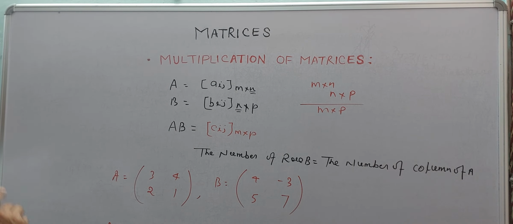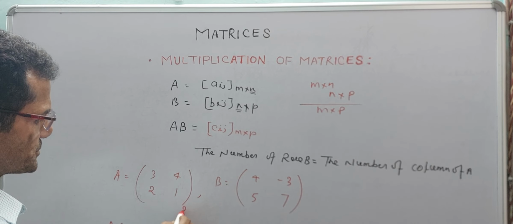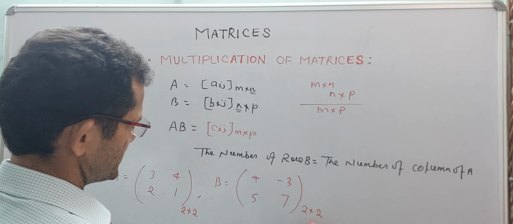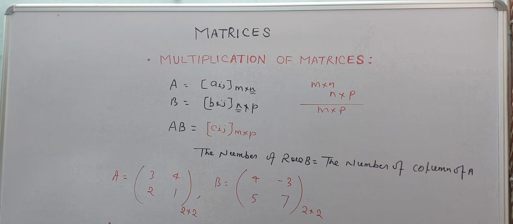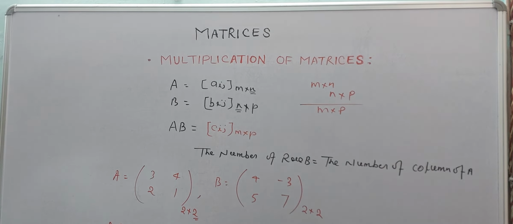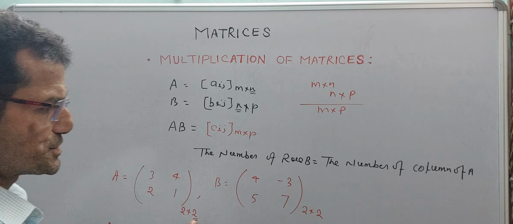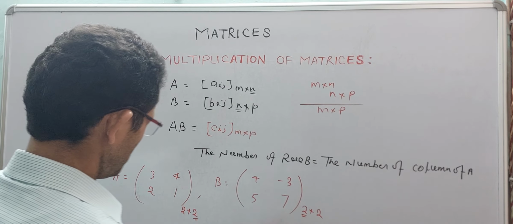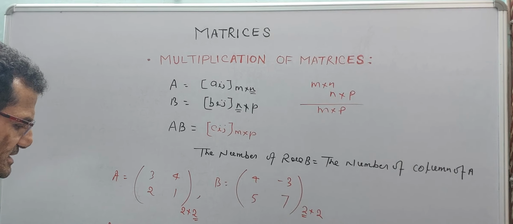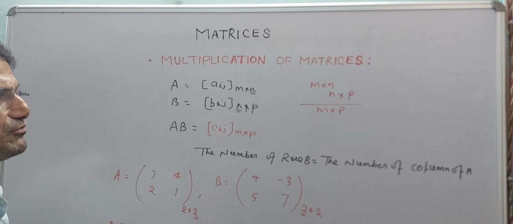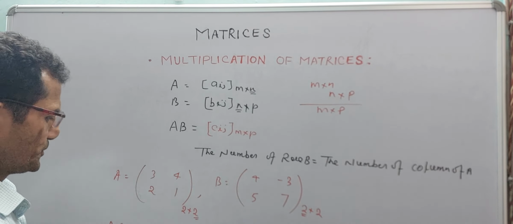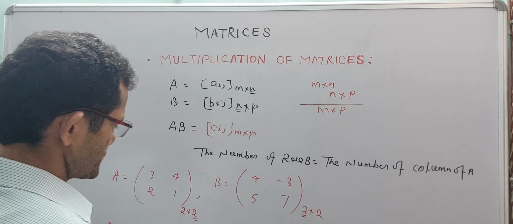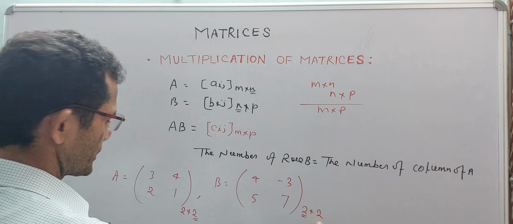Check here: its order is 2 cross 2, and the order of B is also 2 cross 2. The number of columns of the prefactor A, which is 2, and the number of rows of the post factor B are both equal. So the order of A cross B becomes 2 cross 2 again: 2 rows and 2 columns.